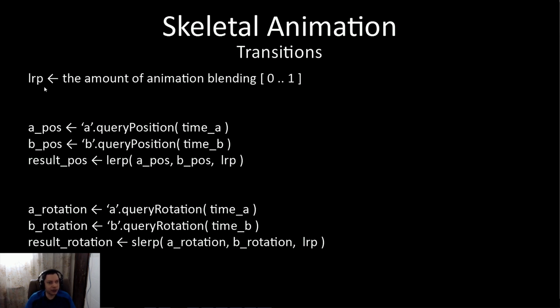Take a look at the first line. We need a parameter LERP 0 to 1. Then we need to compute the animation A and the animation B at the same time. The difference here is that we will use the LERP parameter to select the amount of each animation we want to show to the user, using LERP for position and SLERP for rotation. For more information on skeletal animation, you can see the link in the video description.